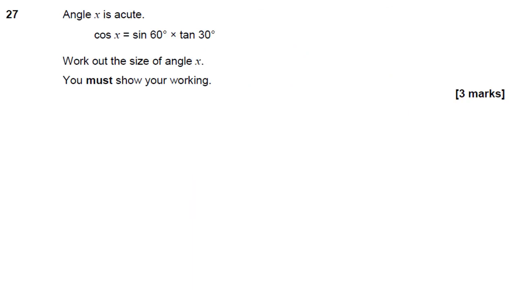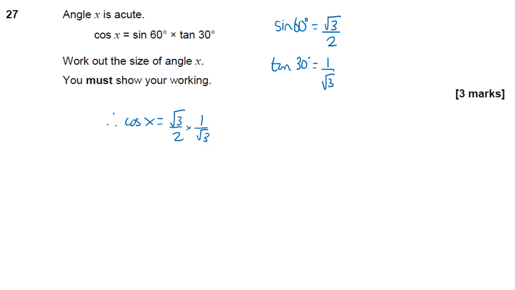Okay, and then finally, the last question is just knowing some trigonometric ratios. So sine 60 is root 3 over 2, this is just something that you need to remember. Tan 30 is 1 over root 3. And therefore cos x is equal to that times that. The root 3's cancel out, and we're just left with a 1 on top and a 2 on the bottom.